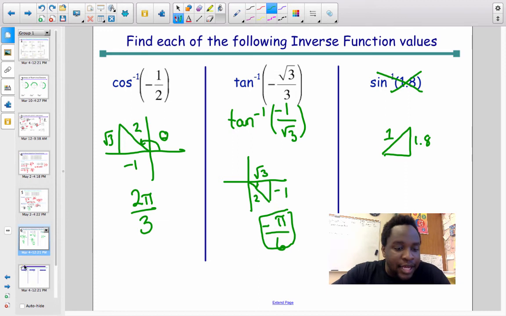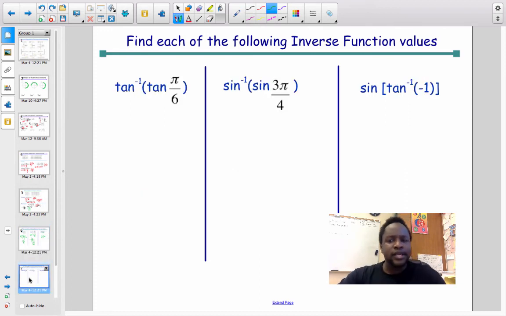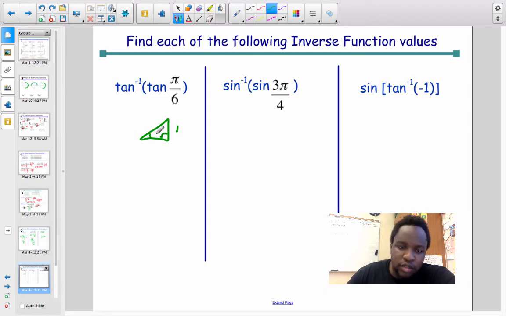All right, and then let's do 3 more. These are with compound inverse functions. So here we have inverse tangent of tan of pi over 6. So we graph pi over 6. Because this is like a 30-degree angle, 1, 2, root 3.